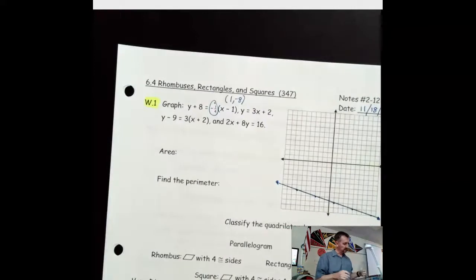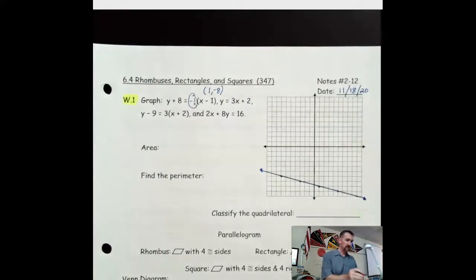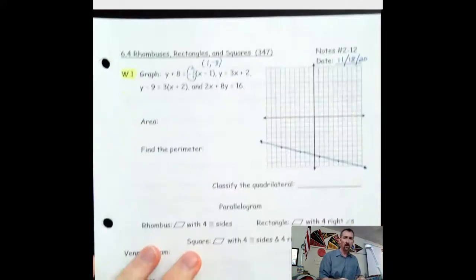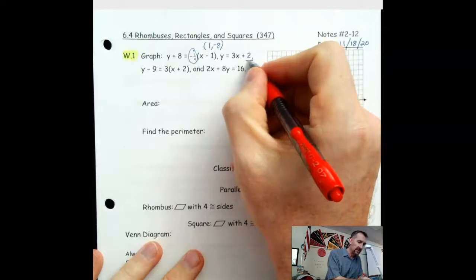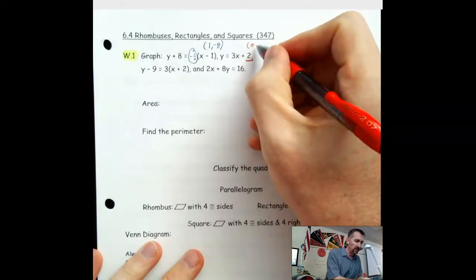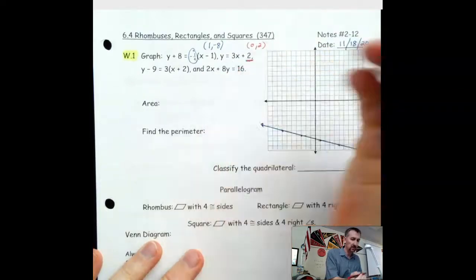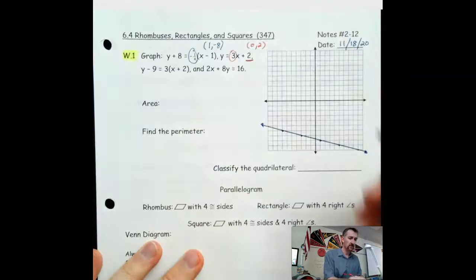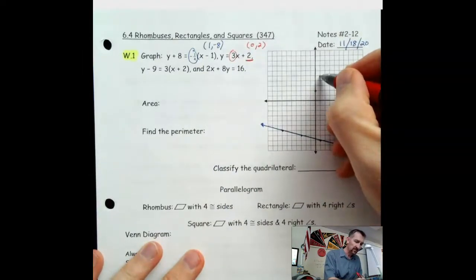So now let's go to the next one. And that one is here. And that one is in slope-intercept form. So the intercept that they're talking about is the y-intercept. So when x equals 0, y equals 2. And you can see that when you plug 0 in there, y equals 2. And then here the slope is 3. So (0, 2) is right there. And the slope is 3.